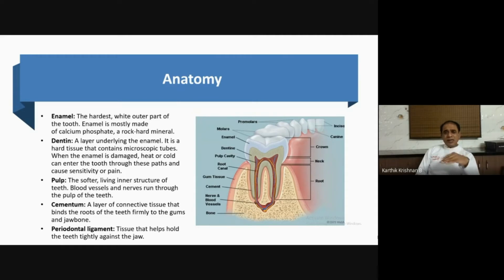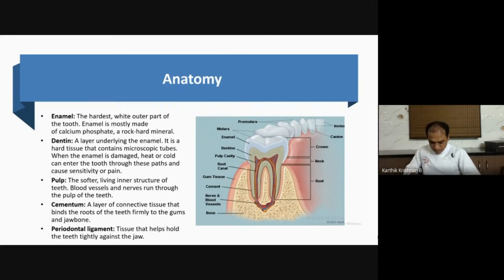Then below that is the dentine. It's a layer below the enamel. It is again a hard tissue that contains small microscopic tubes. When the enamel is damaged, then the damage or the decay goes through the enamel into the dentine, only then you'll start feeling the sensitivity and the pain. So all the sensitivity and pain is felt after it starts reaching the dentine.